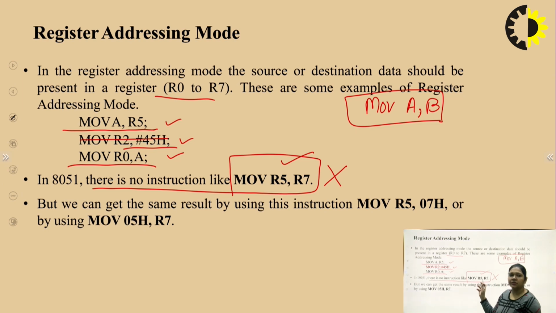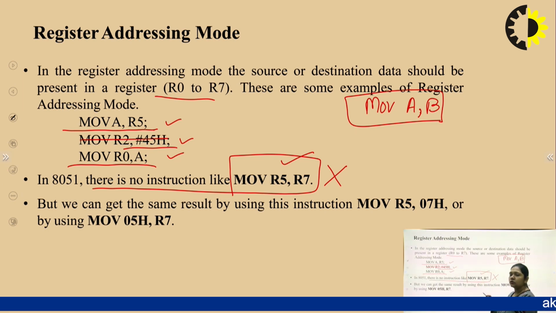There is no instruction like move R5 to R7. So we cannot directly transfer the data between two registers from R0 to R7. Suppose I have to transfer the data between R5 and R7. Then what will we have to do? We have to transfer the data from R5 to the accumulator and then from the accumulator to R7. Indirectly, we can transfer the data between two registers, not directly. This is the register addressing mode.